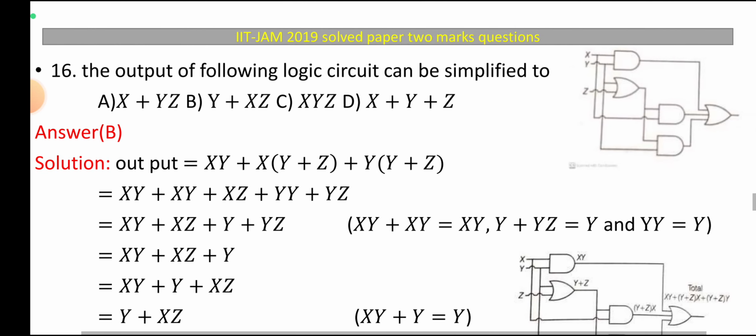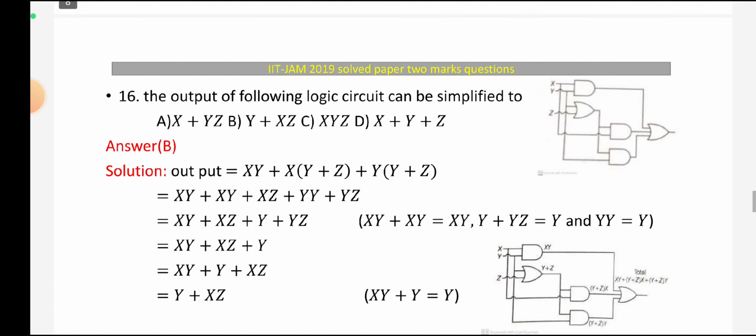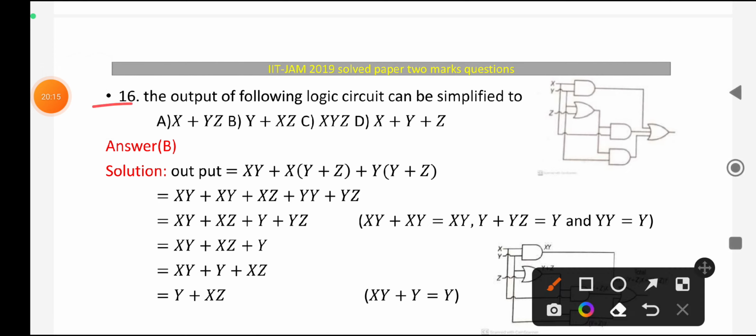Next, 16th question. The output of the following logic circuit can be simplified to. So here the inputs are x, y, z, and by using that we have to calculate its output.